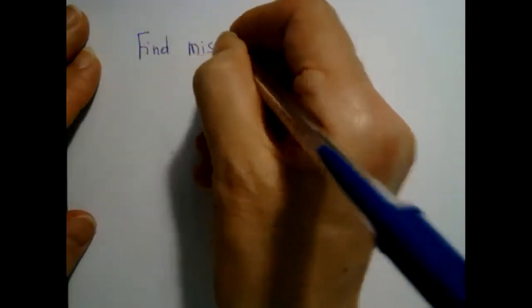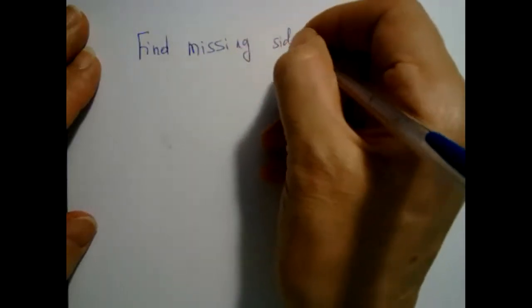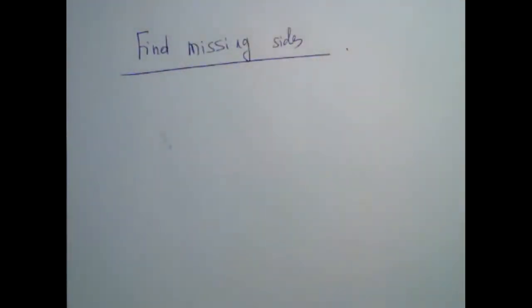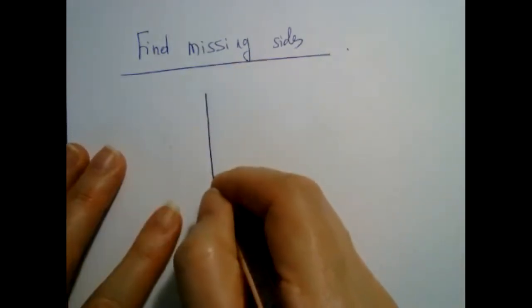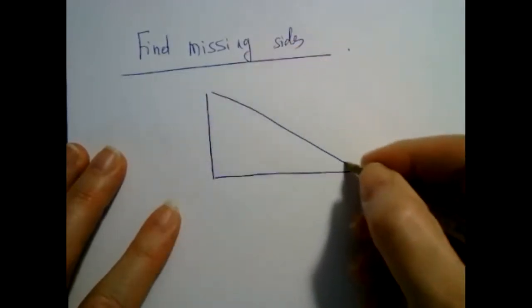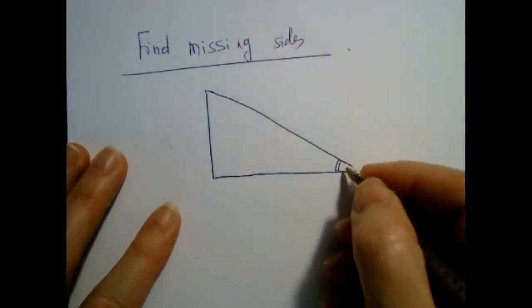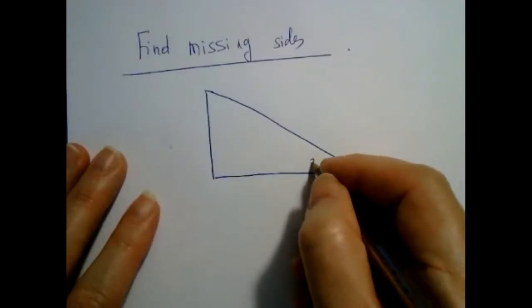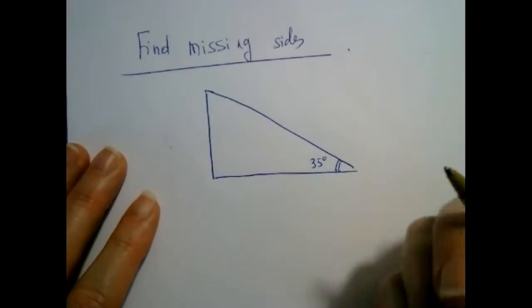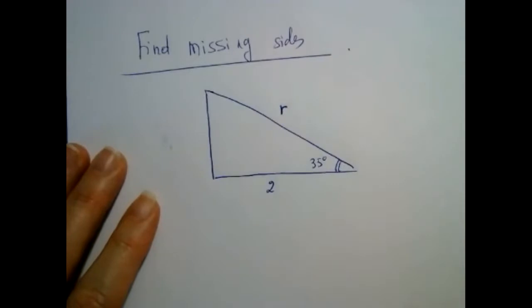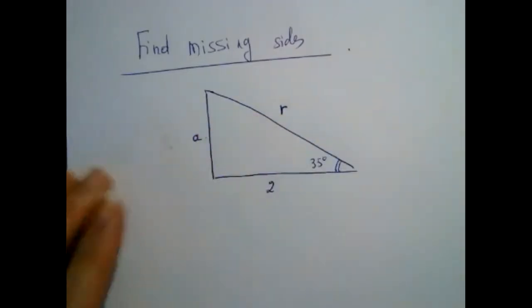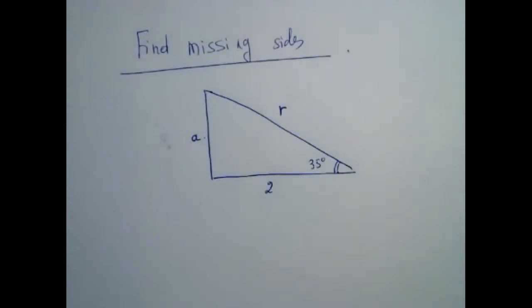Suppose I tell you, find the missing side. So I'm going to give you something and you have to find the missing side. I'm going to tell you this is the smaller angle. I'm going to call this 35 degrees, call this 2, call this R, and call this A. Find the missing side. It means I want you to find A and R.